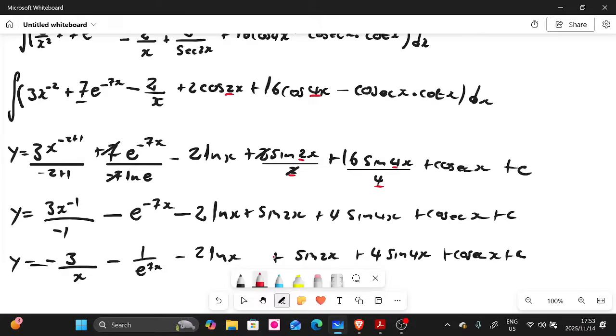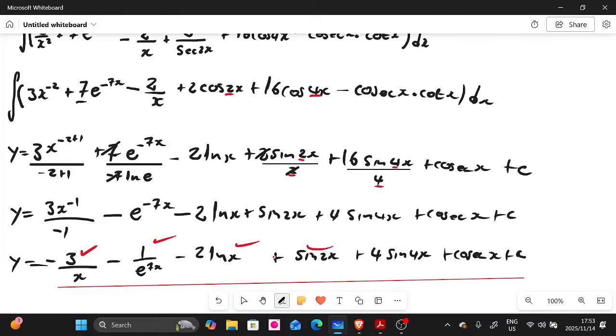This was out of 6 marks. Usually when it's out of 6 marks like this, we only mark the final answer. 1, 2, 3, 4, 5, 6. In this case now, we are not marking the constant. But sometimes we do mark the constant, guys. It depends on the examiner.